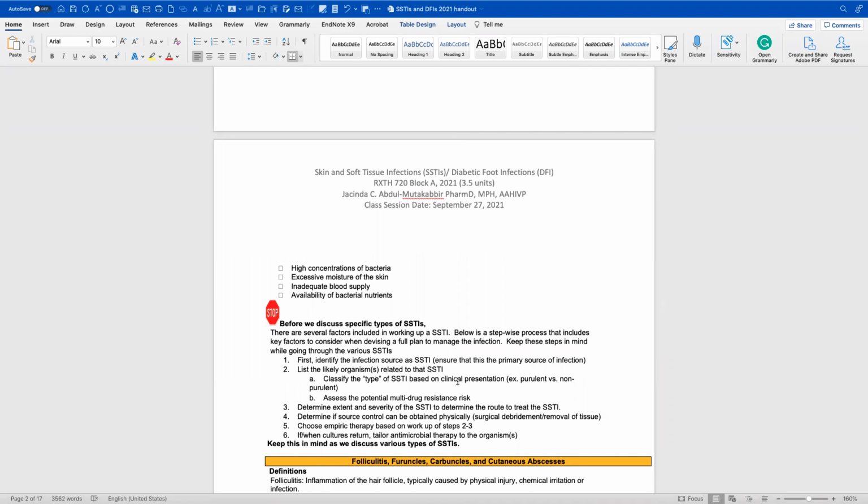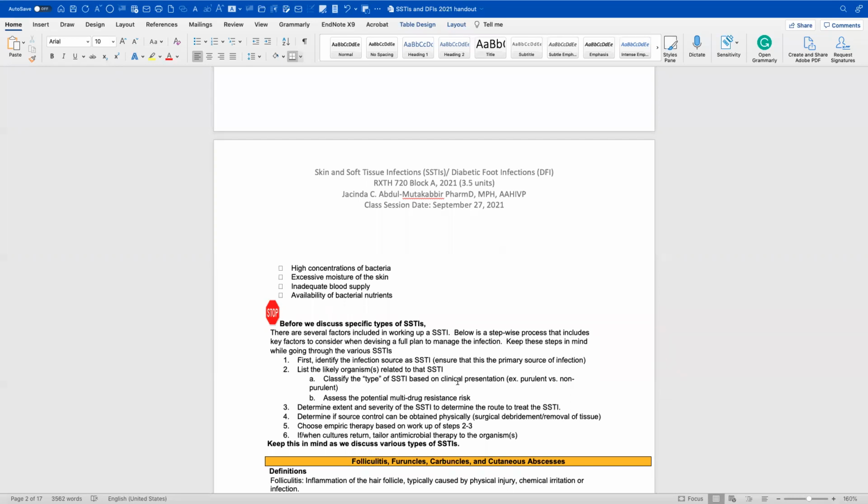So first, you want to identify the infection source as an SSTI, meaning that we know, and you guys have talked with Dr. F about different sources of infection, different ways that bacteria or different pathogens can enter the human body. So you want to make sure that the source of how this patient presents is actually an SSTI, right? You want to list the likely organisms related to that SSTI. So you want to think, okay, I know for a fact this is an SSTI. What are the likely organisms that are causative of this type of presentation?